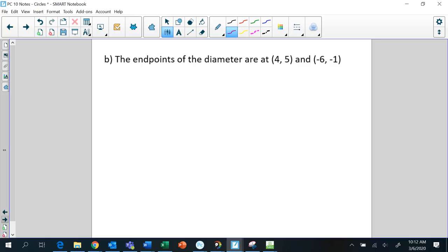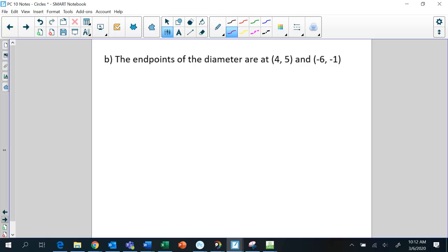All right, the endpoints of the diameter are at 4, 5, and -6, -1. What information do we need to write the equation of the circle? What do we need? We need center, and we need the radius. They've given us neither. What can we find if we know the endpoints of the diameter? Okay, hold on. What can we find? You guys are so excited to say this, I know. Kate, we can find the midpoint. What's the midpoint going to give us? The center. So we went over midpoint formula on that worksheet.